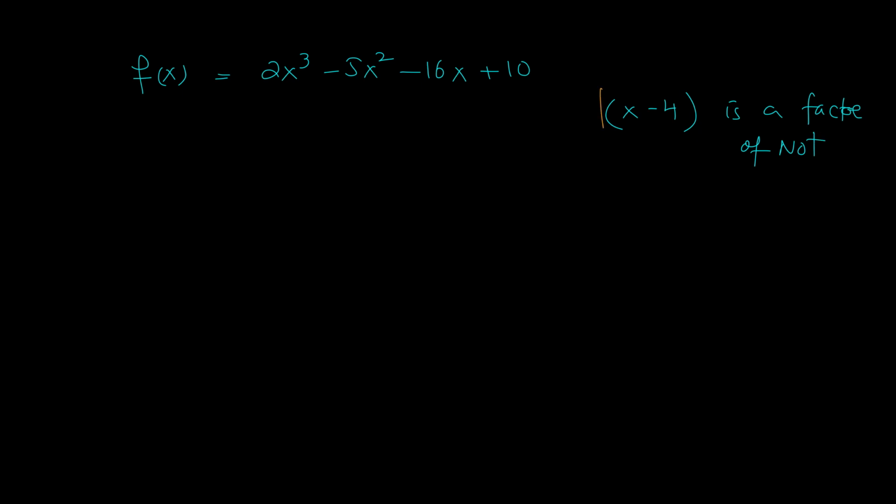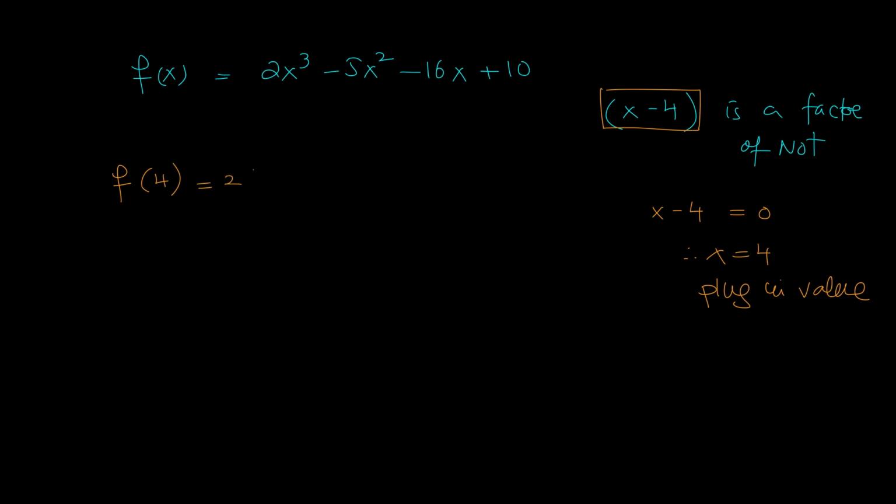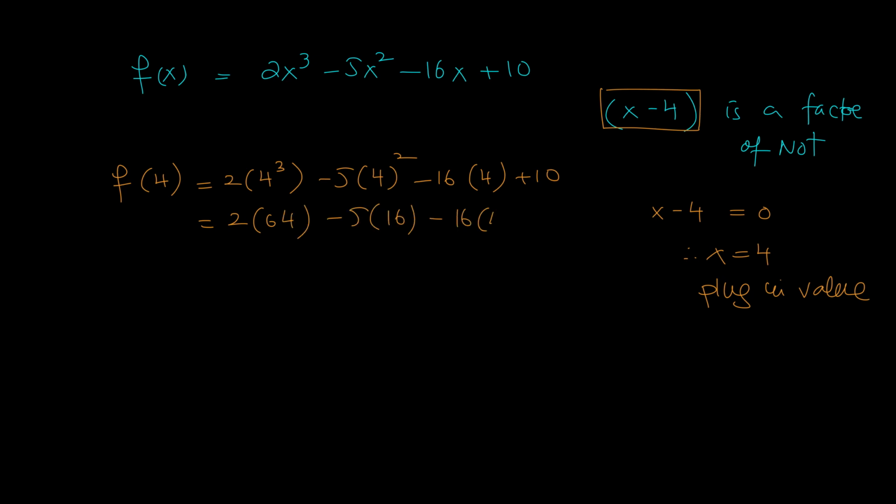So what is the plug-in value? Take this linear bracket, equate it to 0. Therefore, the plug-in value is x equals 4. Now let's plug in 4 in f(x). So f of 4 is 2 into 4 cubed, minus 5 into 4 squared, minus 16 into 4, plus 10. That is 2 into 64, 5 into 16, 16 into 4 plus 10. So that is 128, negative 80, negative 64 plus 10.